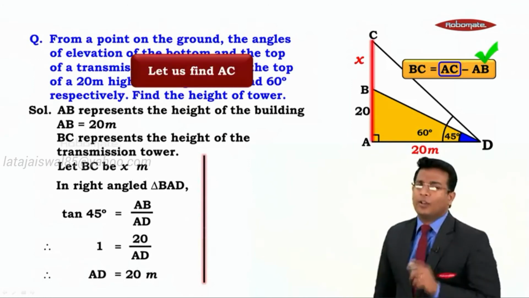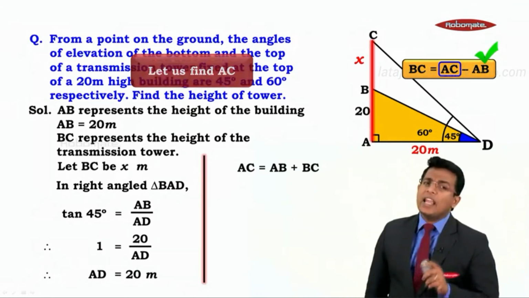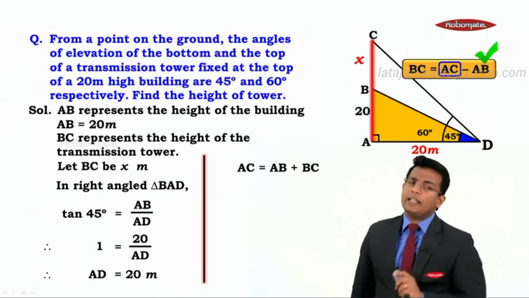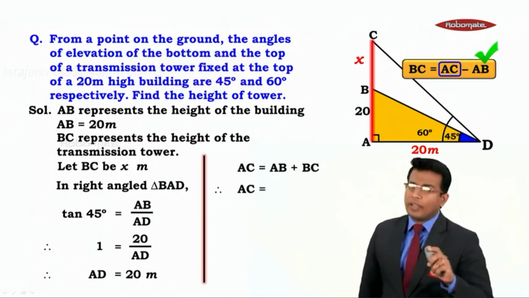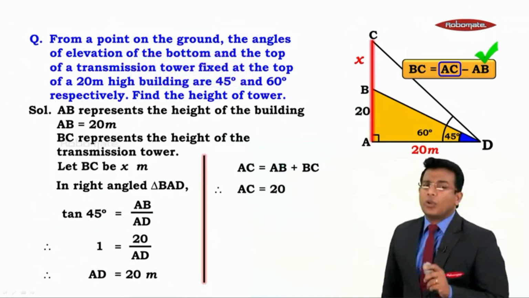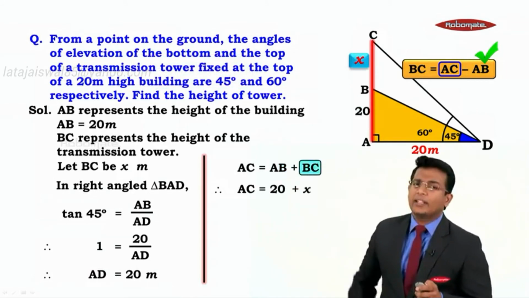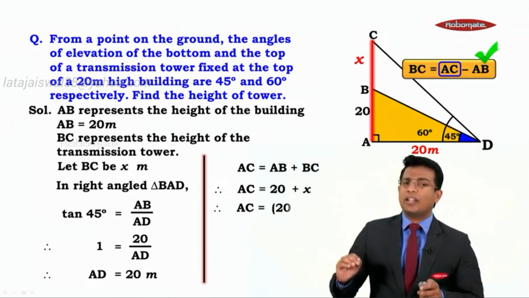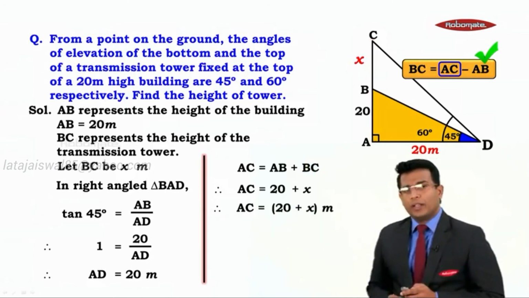The sum is not over. Observe AC. AC is nothing but AB plus BC, right? And you know the value of AB. What is the value of AB? It is 20. And the value of BC, we have taken it as X. So in other words, we can say that the value of AC is nothing but 20 plus X meter.